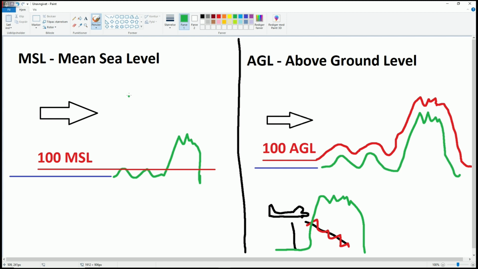MSL is barometric altitude. It shows you the altitude based on pressure. It does not measure the altitude to the ground. It just shows you your altitude based on pressure. So pressure is the deciding factor in how it measures altitude.